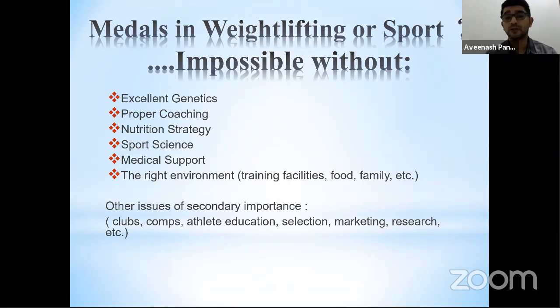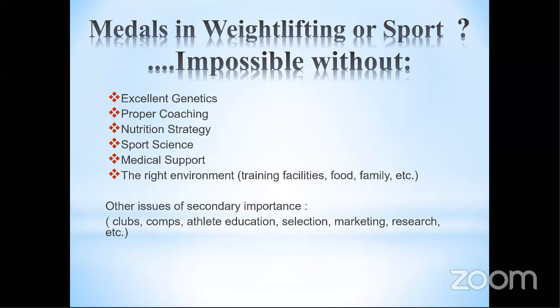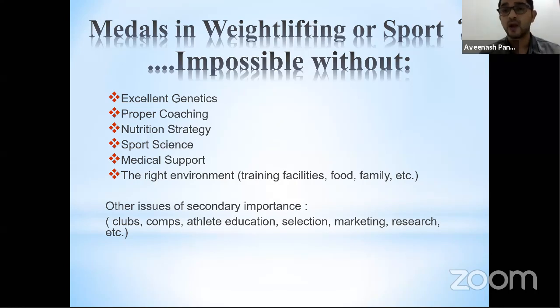Now, other issues which I consider of secondary importance, because if we have the 6 key points I've mentioned on top, the other areas follow. These are the clubs, the competitions, athletes' education, selections, research, and so on. So if we have, for example, proper coaching and good nutrition strategies, obviously your athletes will have better competitions and also achieve good success.